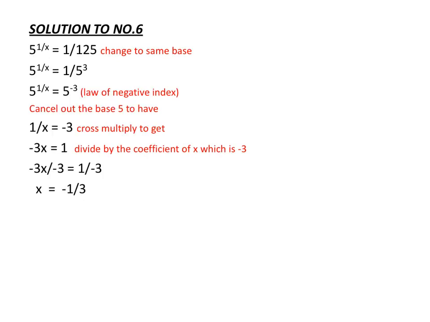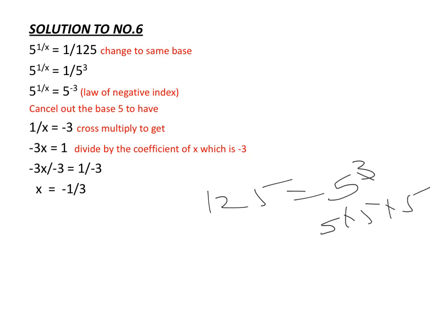Solution to question number 6. Question says 5 raised to power 1 over x is equal to 1 over 125. Change 125 to base 5. 125 is equal to 5 raised to power 3. That is 5 times 5 times 5. So 5 raised to power 1 over x is equal to 1 over 5 raised to power 3. And 1 over 5 raised to power 3 is equal to 5 raised to power minus 3. So we have 5 raised to power 1 over x to be equal to 5 raised to power minus 3.